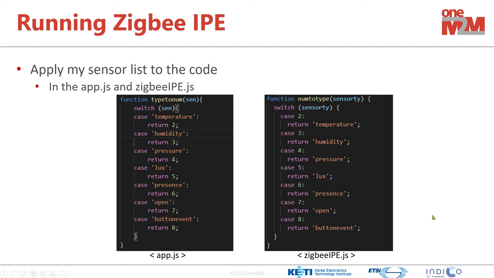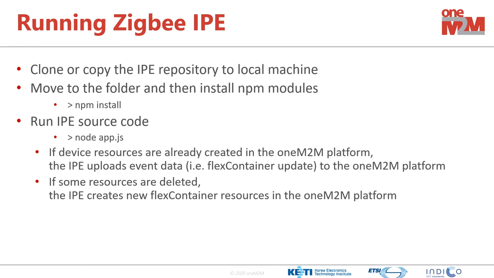And this is a really simple IPE source code that we provide, and you can change the logic later once you understand how to use the Deacon and oneM2M APIs. And when you get it, of course, just like the other older sample codes, you install all the dependent modules, and then run it with node app.js.